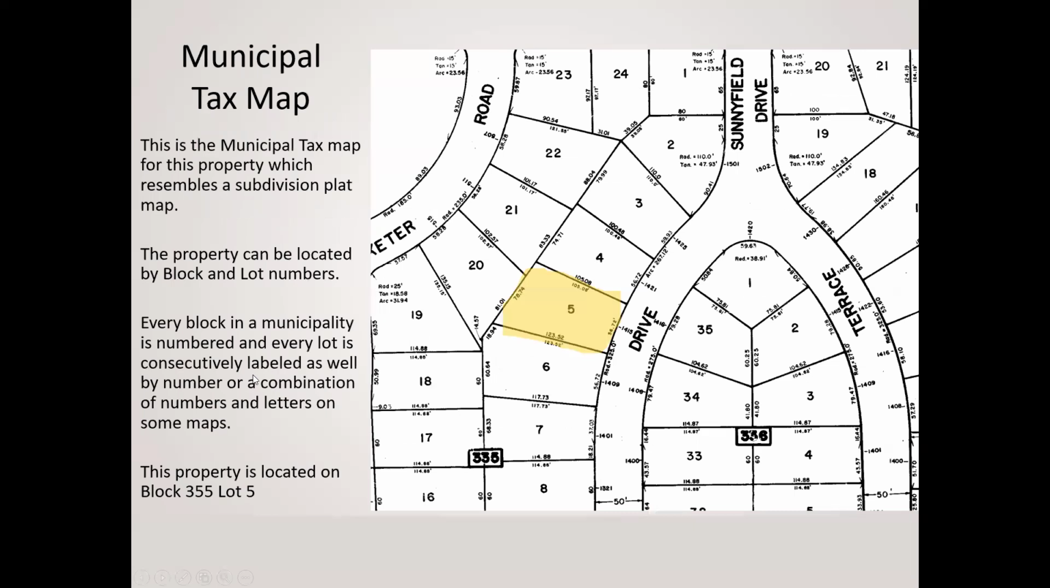Anyway, they end up plotting it out like this. So they started at some intersection point up here where their point of beginning began, and then they used that to find a corner of the property.